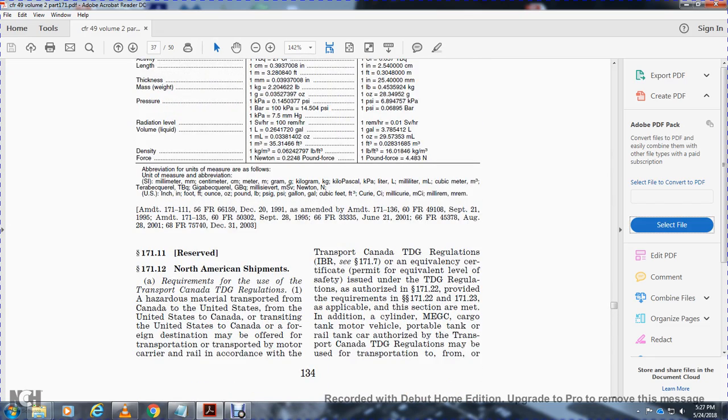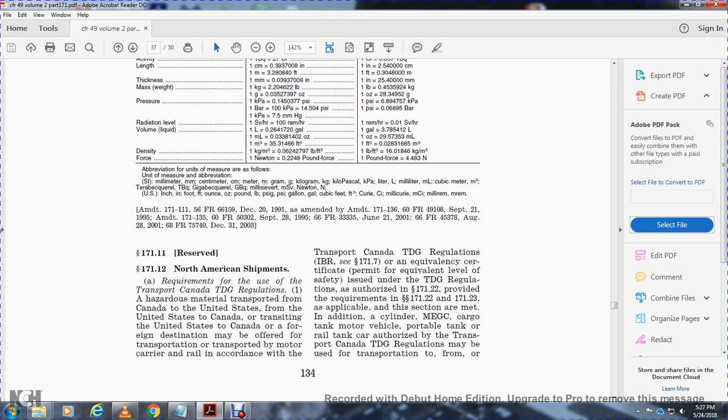Alright, 171.11 Reserved. 171.12 North American shipment requirements. The use of the Transportation Canada TDG regulations for material transported between Canada and the United States, or in transit through the United States to Canada, may be offered for transportation by motor carrier or railroad according to the Transportation Canada TDG regulations. An equivalency certificate or permit for the equivalent regulation is issued for the TDG regulations, as authorized by 171.22, for the requirements of 171.22 and 171.23.